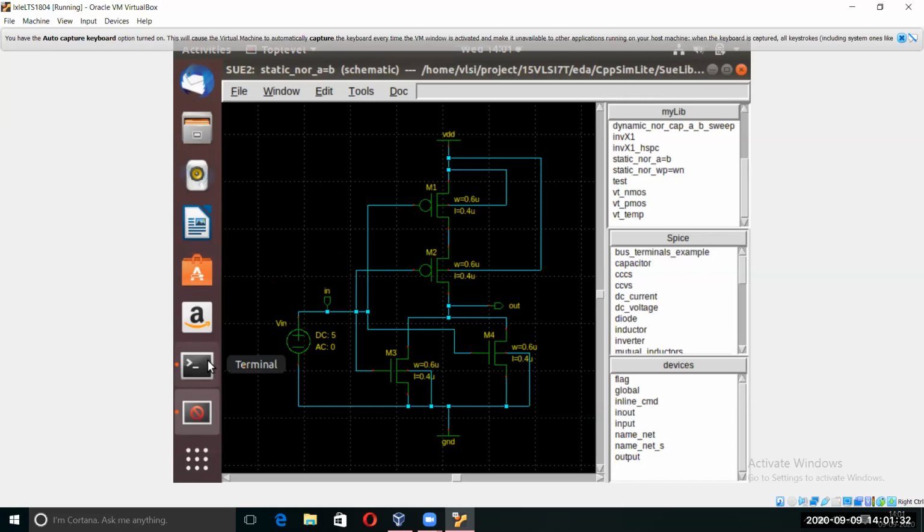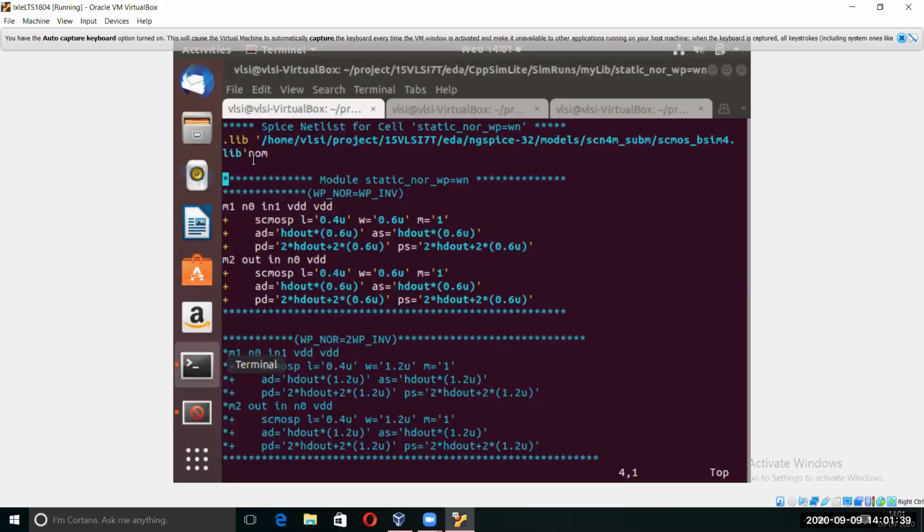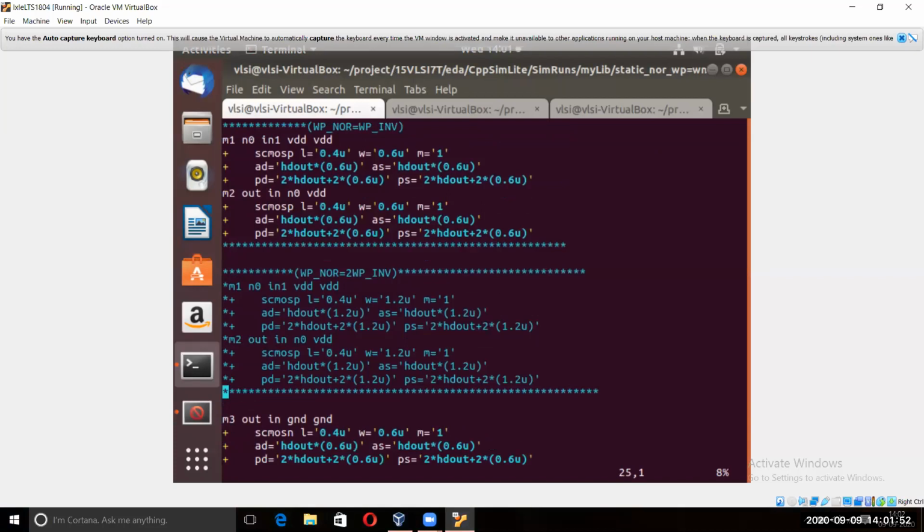Then go to the netlist generated by the simulation. Then add the path here, and we have to check for 2 times WP of inverter as well as equal sizes. I have done the same, 1.2 and this one.